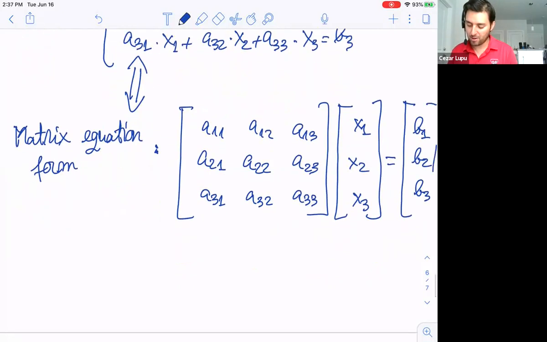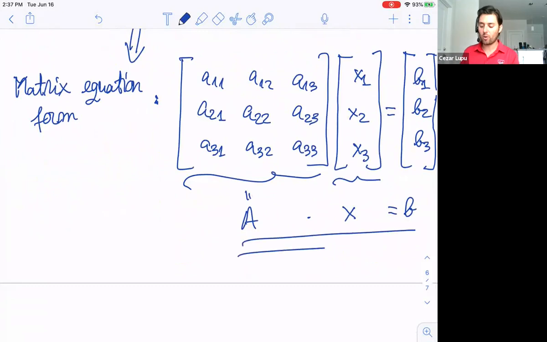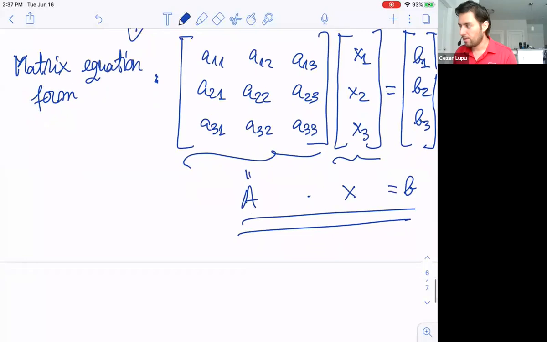Look at that. So this is the matrix A. This is, let's say, the vector X. And this is another vector B. Wow. So this is the matrix equation I'm talking about. And this can be written just like a system of linear equations. Now, let me give you a simple example.